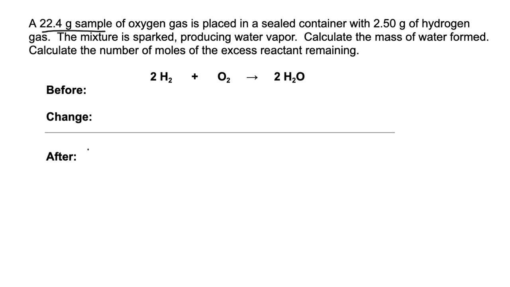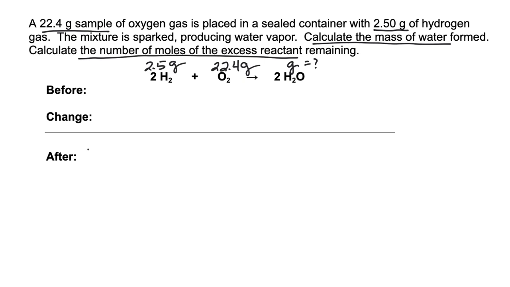I'm going to have 22.4 grams of oxygen. So I like to write what I have in grams above each one. I don't put the grams in the BCA table. BCA tables are for moles. I have 2.5 grams of hydrogen. And it wants me to find the mass of water vapor formed. So it's asking me to figure out this one. It also asked me to calculate the number of moles of excess reactant remaining. I don't know which one of those it is yet.